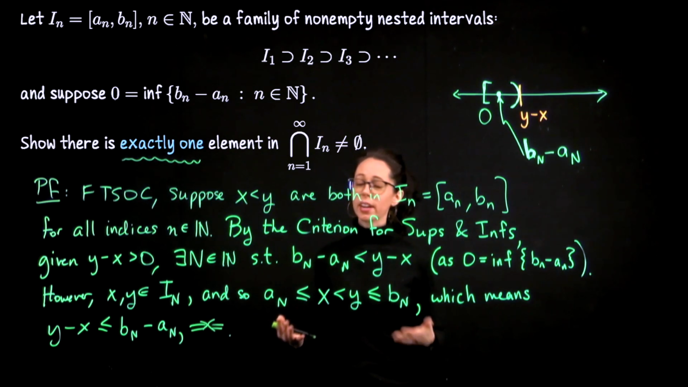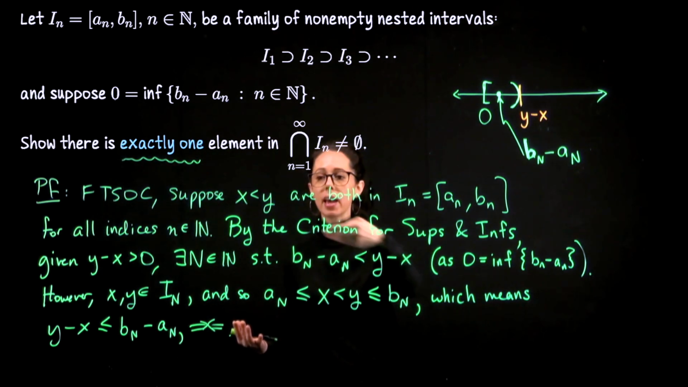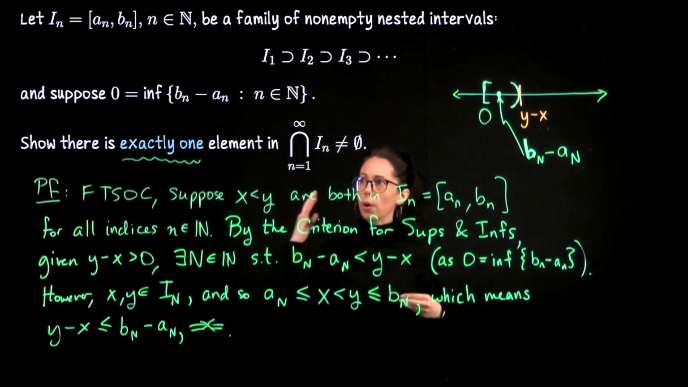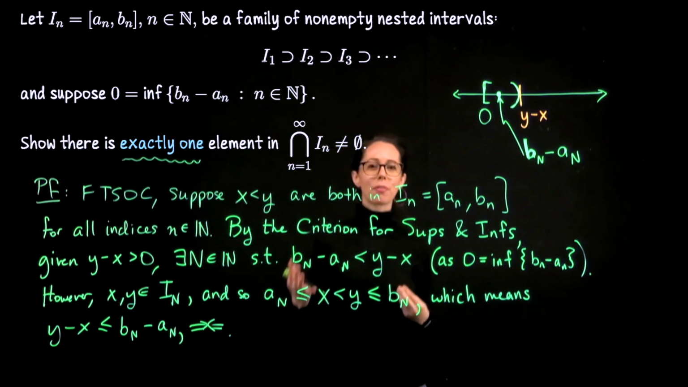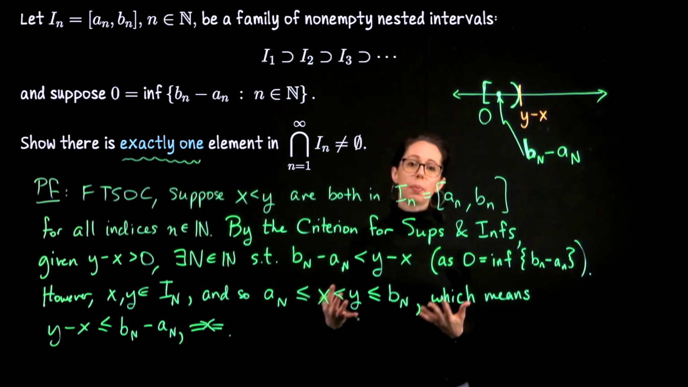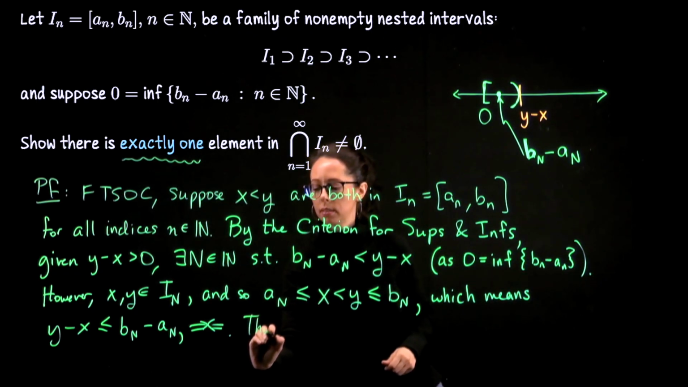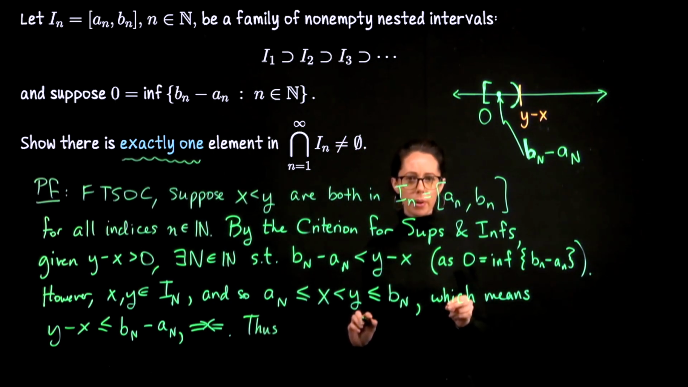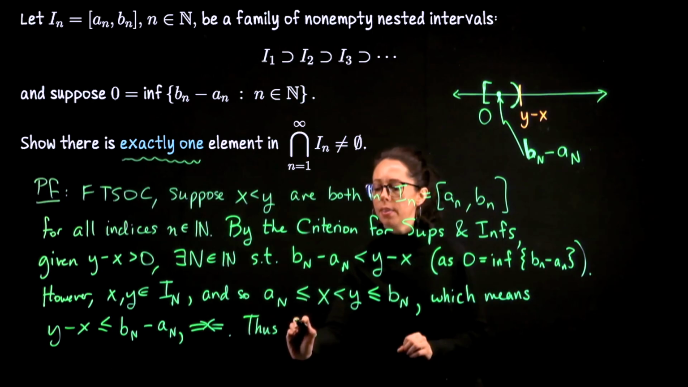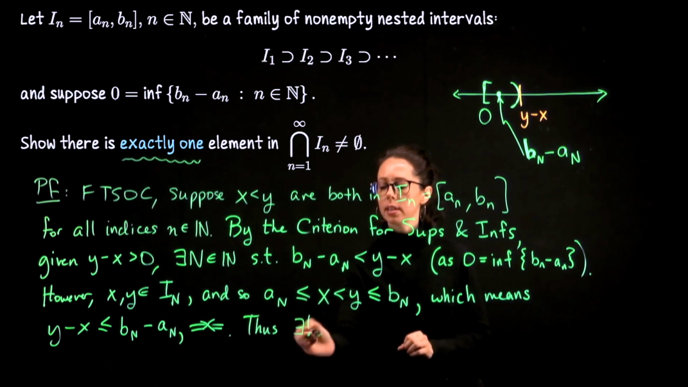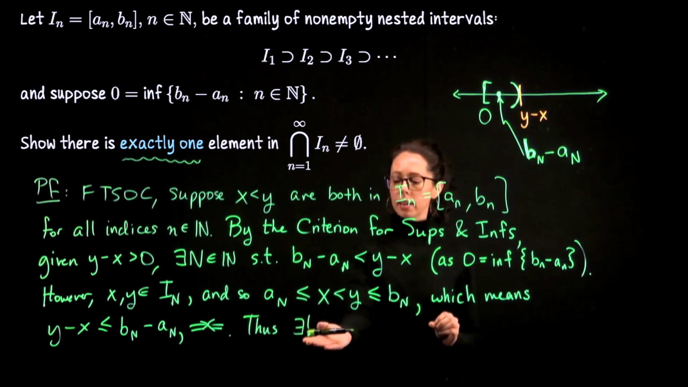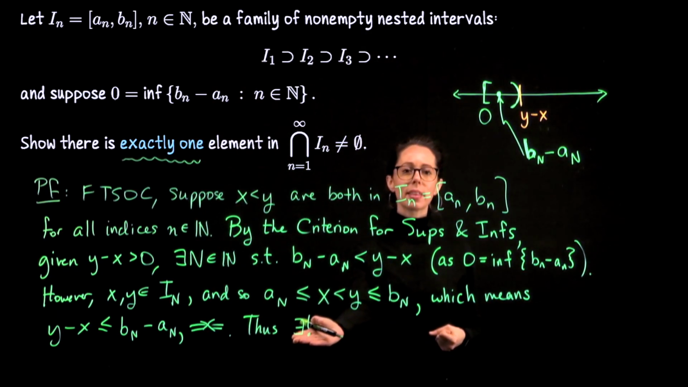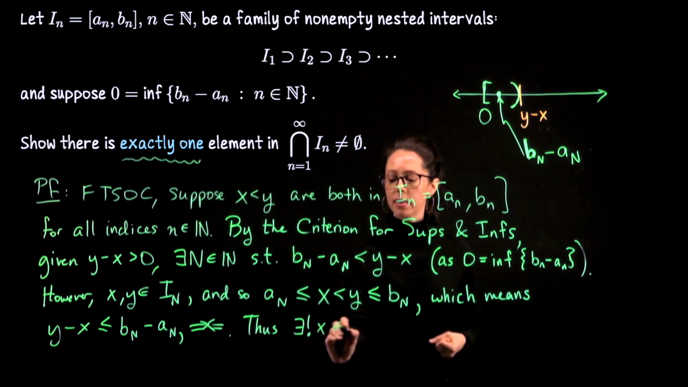What is being contradicted here? Really the existence of this positive number y minus x. So x cannot be less than y. They can't both live in the intersection. We know that something lives in the intersection from the first version of the nested interval property. It must be unique. Thus, I'm going to bring in some notation here that I wouldn't write formally on paper, but it works well on the board. There exists exclamation point. This symbol means unique. It also means factorial, but in this context, it means unique. So there exists exclamation point is there exists a unique x in this intersection.